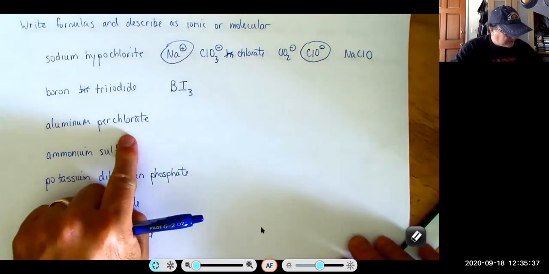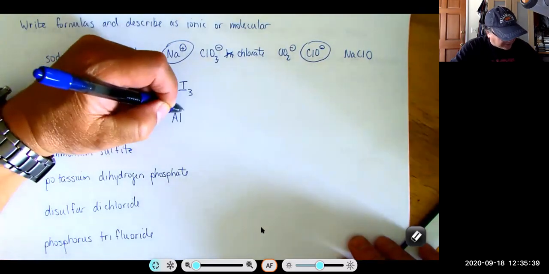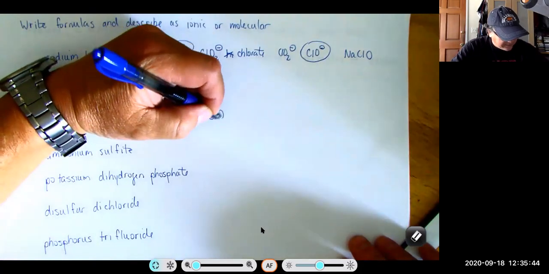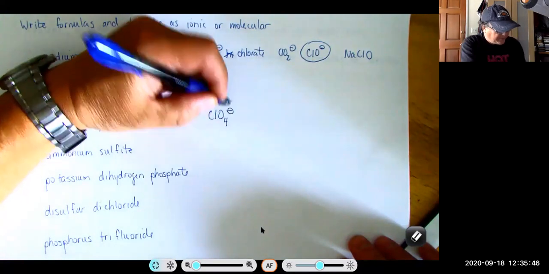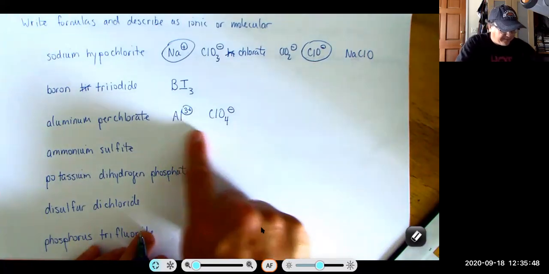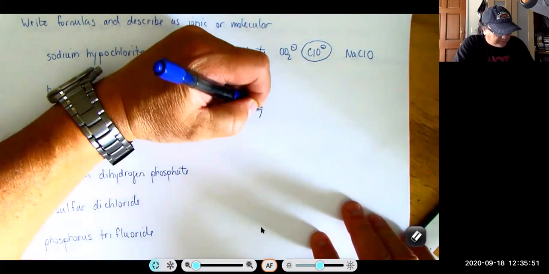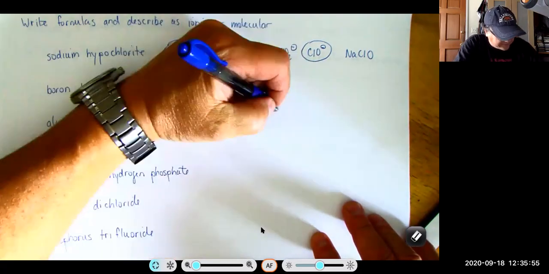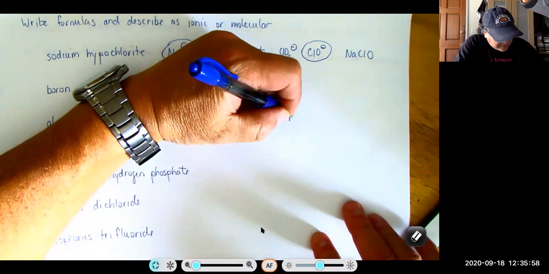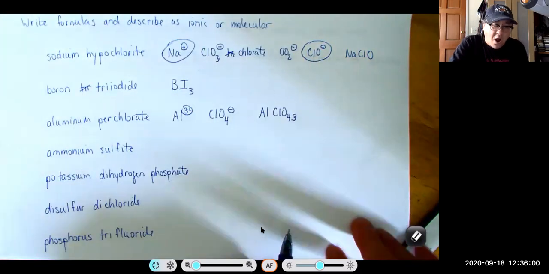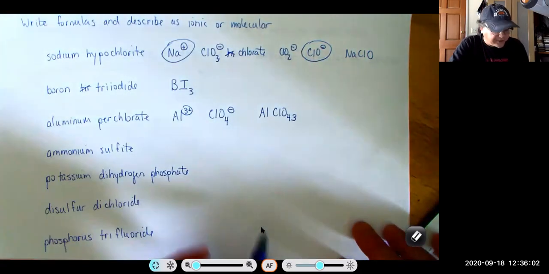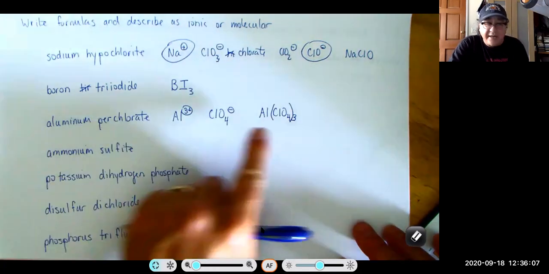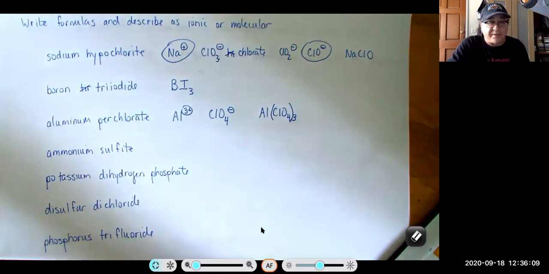Aluminum perchlorate. So I know I've got aluminum with a +3, and here's my chlorate. So perchlorate means one more oxygen. So how do we write the formula of this guy? I need 1 aluminum, and I need 3 perchlorates. Now, if I do that, it's wrong because that means 43 oxygens. So when I have a polyatomic ion like this perchlorate, and there's more than one, I need to put parentheses around it.